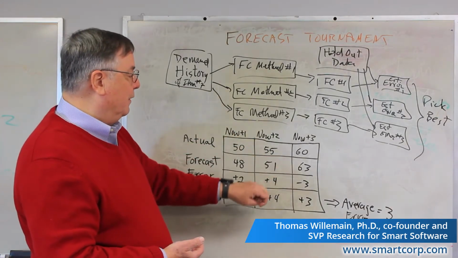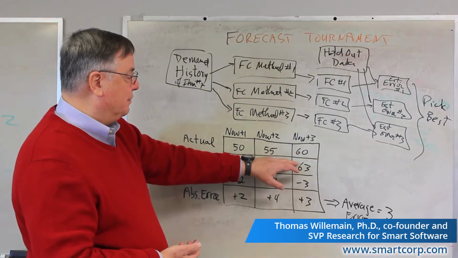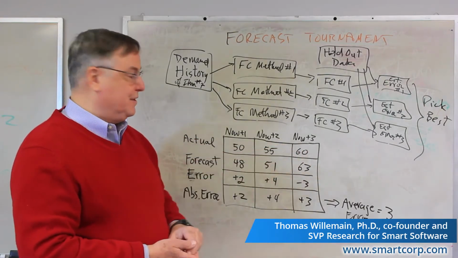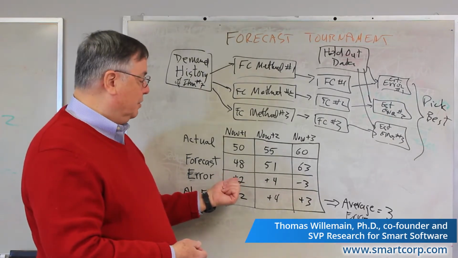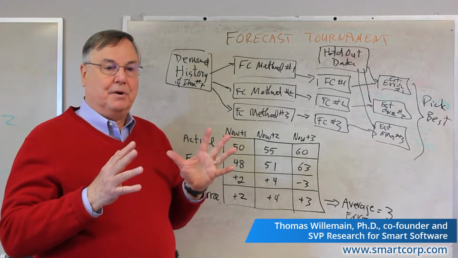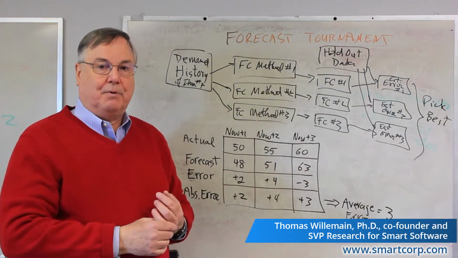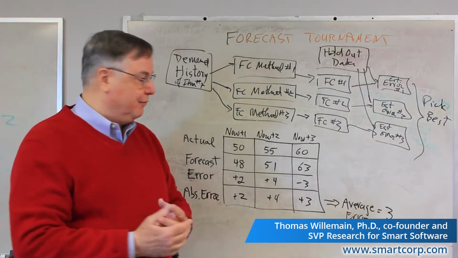And in the third period, we actually overshot. We had a 63. If we had come 3 lower, we would have hit the truth of 60. So we have now 3 error figures: plus 2, plus 4, and minus 3. And what we need is a single number to describe, on average, what happens in this planning problem. We've got a 3-period forecast horizon. What's the average over 3?